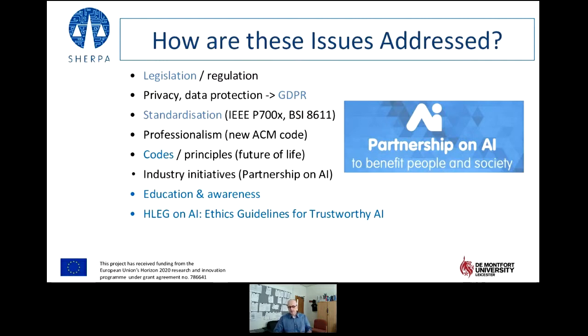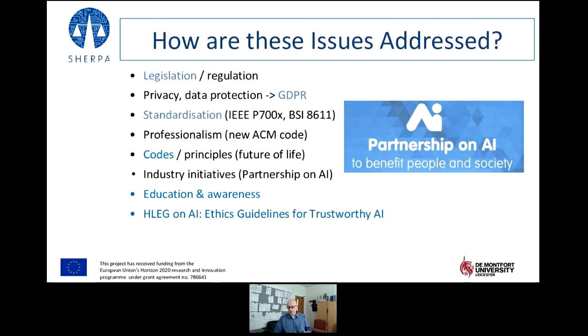ICT is well established as an area that requires some oversight, and professionalism, and the development of professional bodies is something that goes back many decades. And groups like the Association for Computing Machinery, the ACM, the biggest professional body in ICT, has been developing and has just refreshed its code of ethics. To some degree, it may be relevant to these particular types of technologies. There are specific codes, like the one by the Future of Life Institute, that looks at ethical issues of AI.